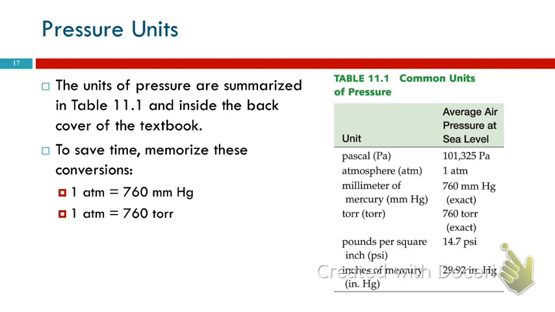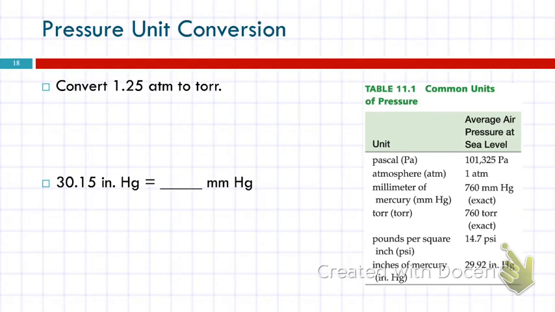Okay. You do not need to memorize all of these. I would recommend, just to save time, that you remember that 1 atmosphere is the same as 760 millimeters of mercury, which is exactly the same as 760 torr. But I will give you the pressure units on the exam.